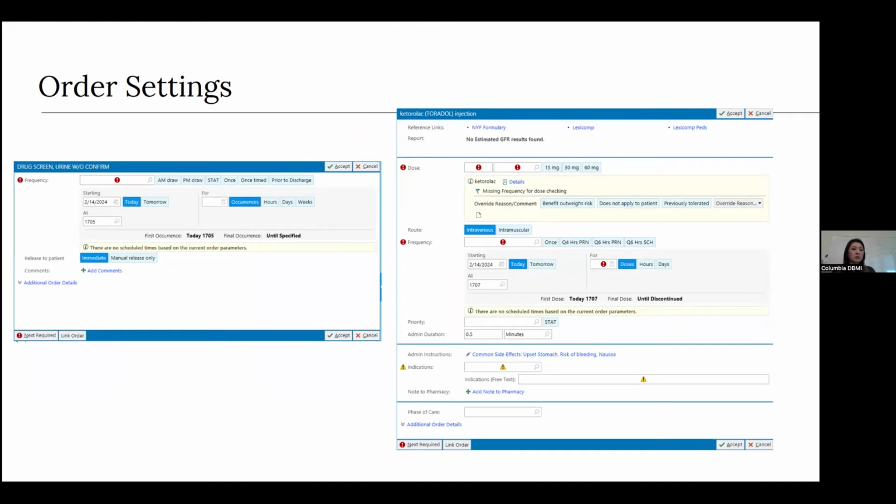There are some red exclamation points, or these are hard stops that need to be filled in order for the order to be placed. And then there's some default settings that were already selected, like today, at this time, intravenous versus intramuscular. And so seeing this, the first question is, how is order changes calculated?